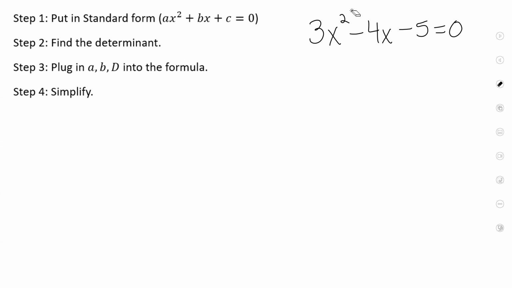Step 2 is find the determinant. This is an error. This should say discriminant. Cross that out and write discriminant. This is what we did yesterday. Find the discriminant. Okay, so let's go ahead and do that. My a value is 3. The b value is -4. The c value is -5. The formula to find the discriminant is b squared minus 4ac.